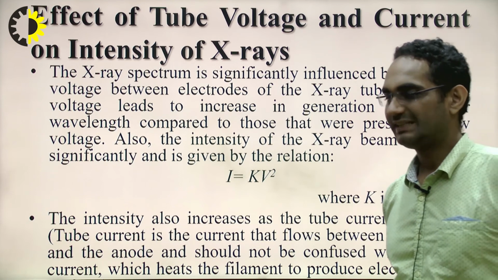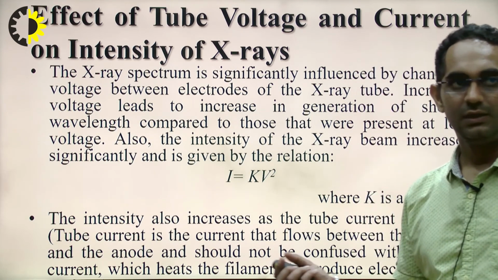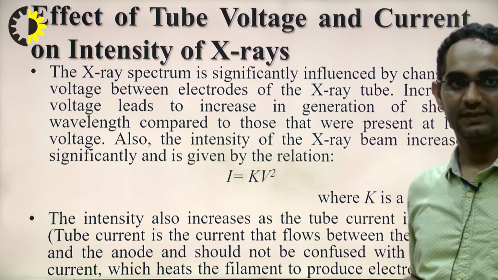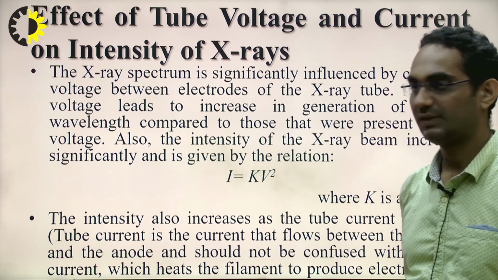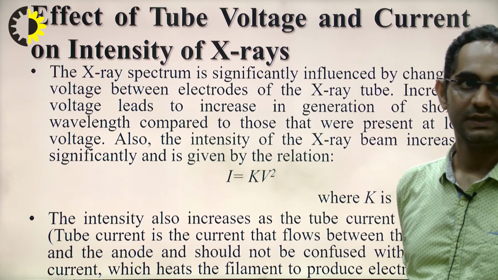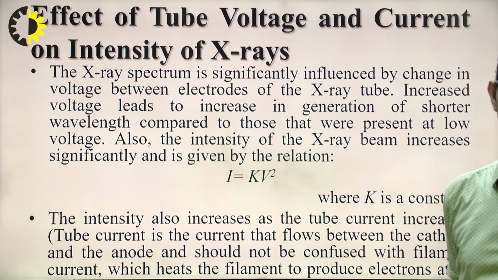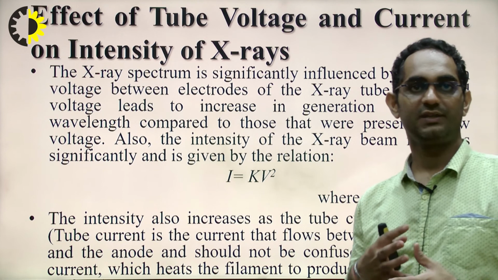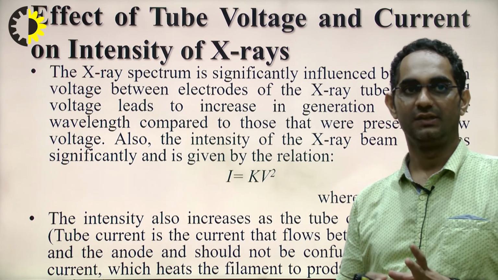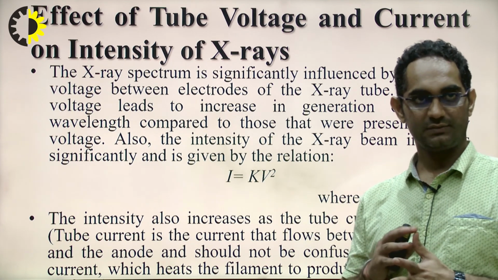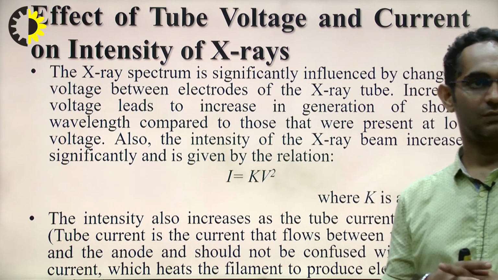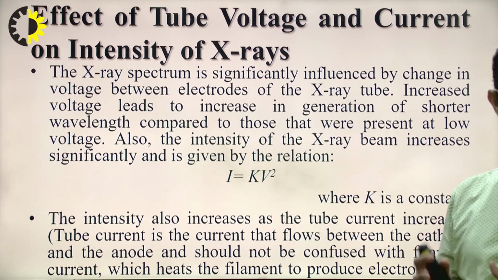Now next is the effect of the tube voltage and the current on the intensity of the X-rays. We will study in this session what is the effect of the tube voltage and the current on the intensity of X-rays. The X-ray spectrum is significantly influenced by the change of the voltage. When the voltage changes, the X-ray spectrum changes.